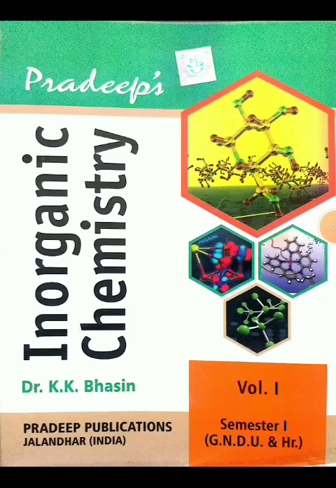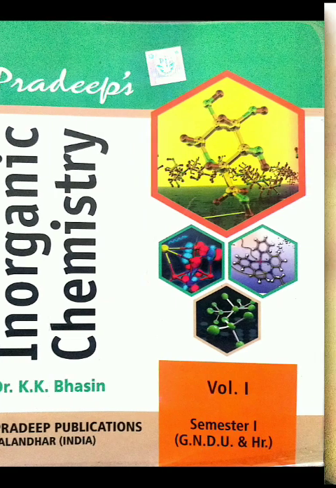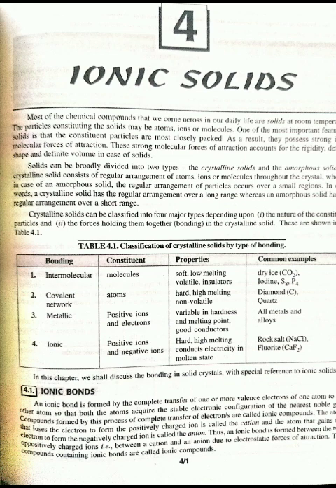This is an audio recording for visually impaired students from the book Pardeep's Inorganic Chemistry, Volume 1 by Dr. K.K. Bhasin. Chapter 4: Ionic Solids.